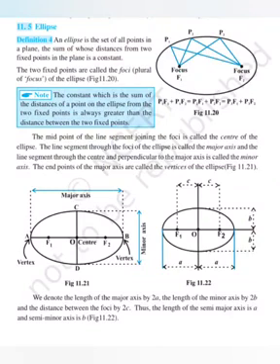Also, the midpoint of the line segment joining the foci is called the center of the ellipse, and the line segment passing through the foci of the ellipse is called the major axis of the ellipse. Here, the line segment AB is the major axis.